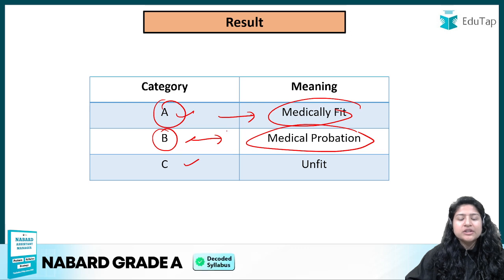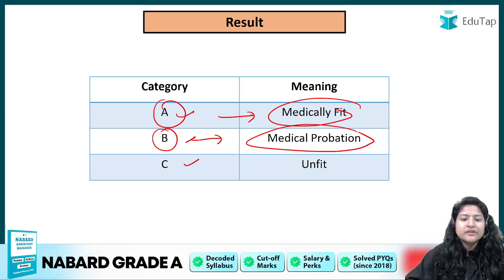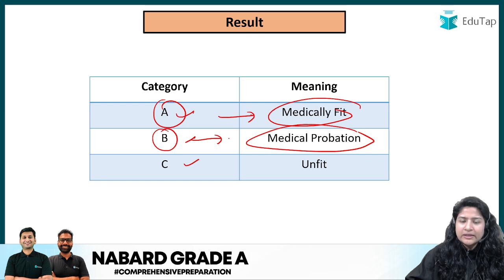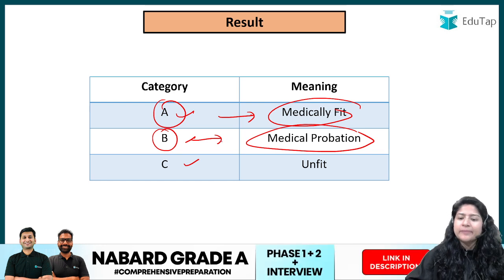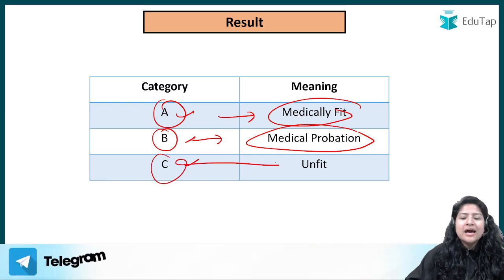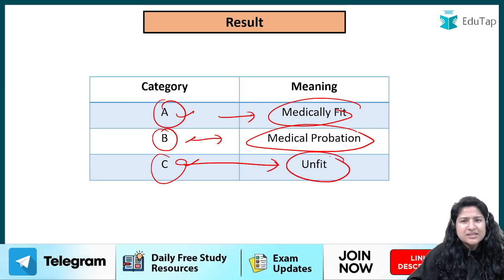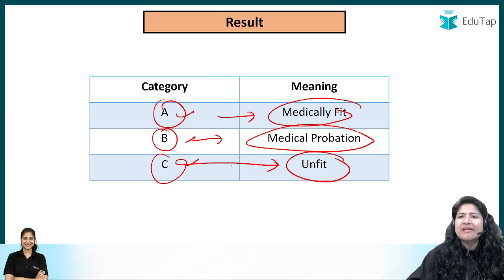So in the first condition, at the first attempt, you are all medically fit. In B case, it is like medical probation that has been given to you, some improvements that can be done in your medical report, ठीक है? So that is your medical probation. And third, C is the unfit, and usually if we see previous year cases, this has rarely been given.